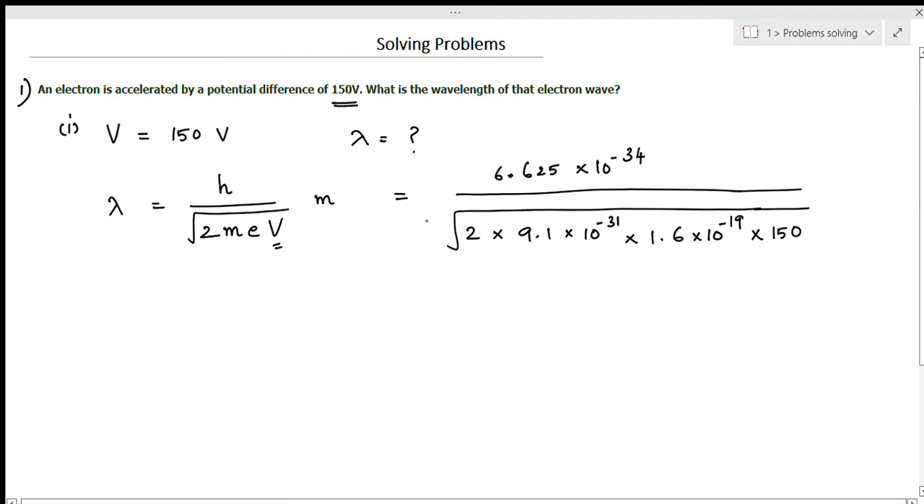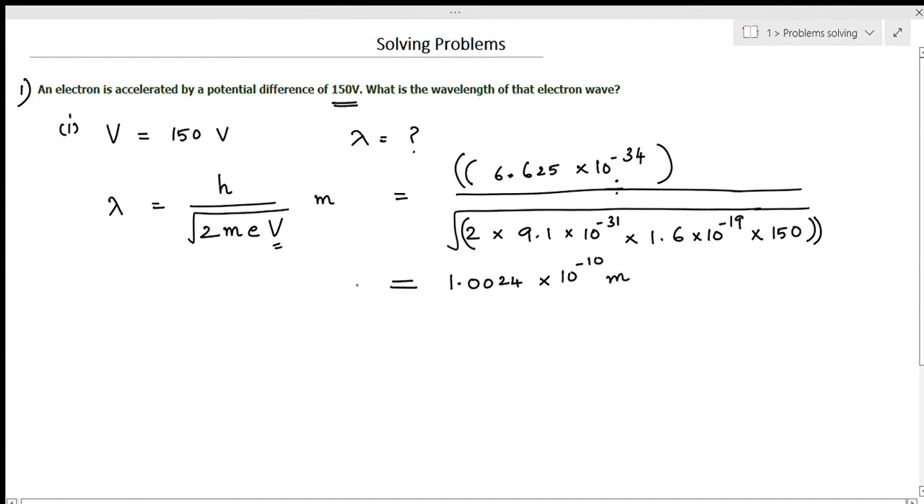In your scientific calculator, you are going to substitute the values as double bracket, the numerator values, close with the single bracket, and then a divided by sign, root of with a single open bracket, substitute all the values of the denominator, close it with the double bracket, and then press equal, which will give you a value of 1.0024 into 10 power minus 10 meter.